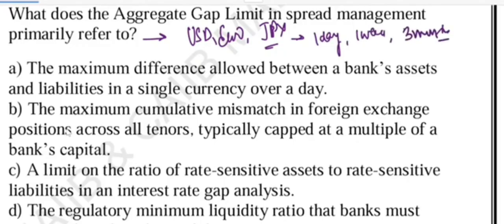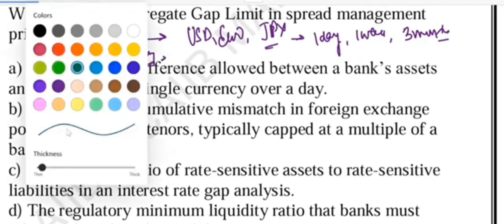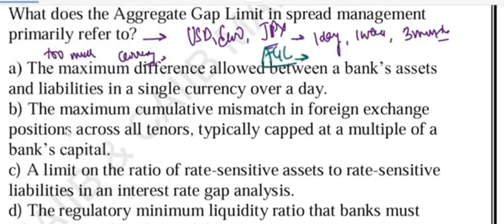Okay. But what if the bank buys too much of a currency and does not sell enough? Suppose bank buys too much currency and does not sell it. What will happen? A mismatch starts building across different tenor. So that is where AGL, aggregate gap limit, comes into picture. Basically what it does, it controls the total currency mismatch. AGL controls the currency mismatch and the bank is allowed to take across all tenor.